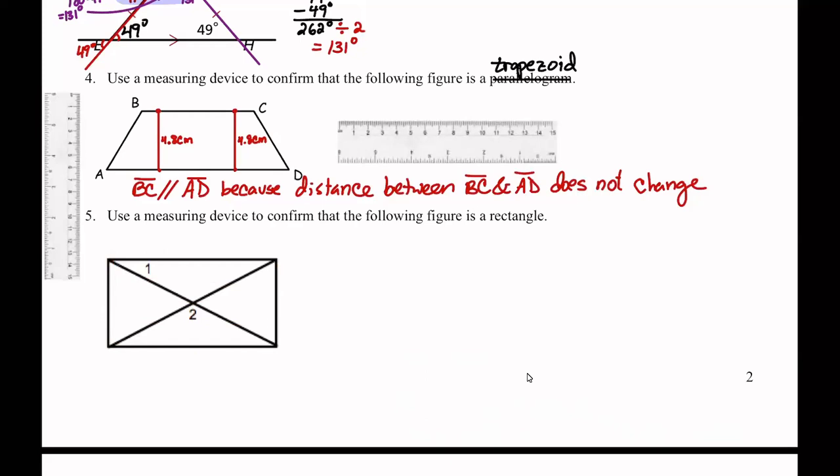All right. So we want the quickest, easiest way to demonstrate that the figure is a rectangle. Well, in order to be a rectangle, at first it has to be a parallelogram. All right. So parallelogram.